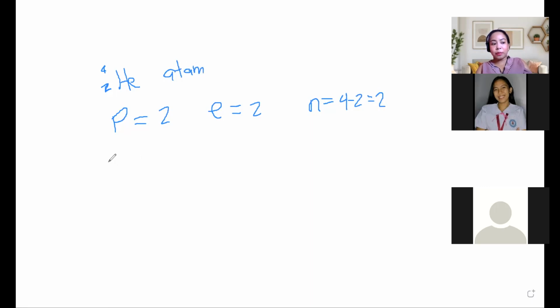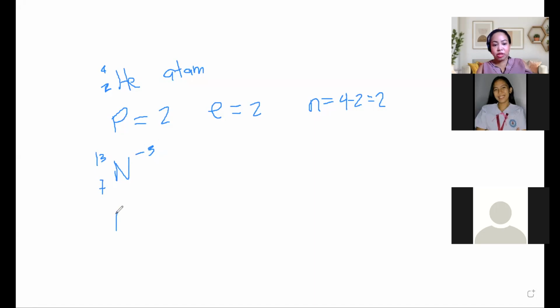How about, let's have nitrogen for that matter. What is the atomic number of nitrogen? Anyone? 7, ma'am. So, atomic number is 7. And then let's have the mass number 13. And then this is negative 3.